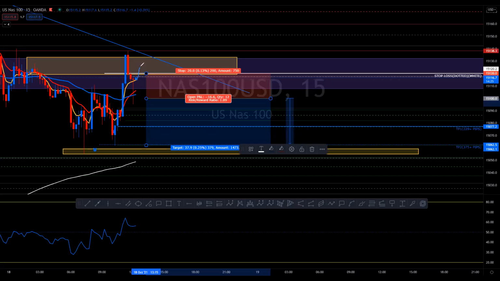Now, just to give a side note, price might push up and maybe retest this area to create equal highs, maybe like a double top, and then shoot on down as well. It might even do that. So it's a possibility.